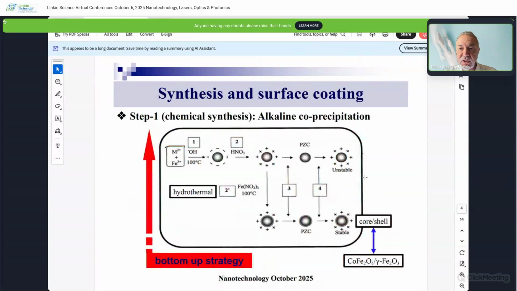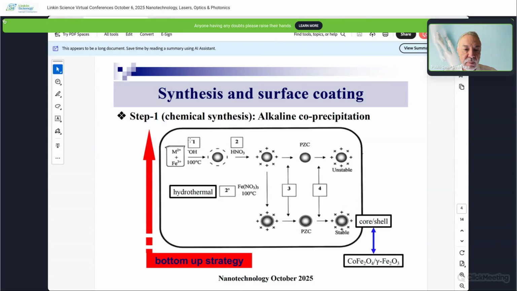So how can we synthesize cobalt ferrite nanoparticles? Of course, there are different routes in the literature, but one which is very often used is the chemical co-precipitation in alkaline medium. So how is it? Actually, it's not only used for cobalt ferrite, but can be used for all kinds of ferrites like nickel ferrite, manganese ferrite, and even magnetite.